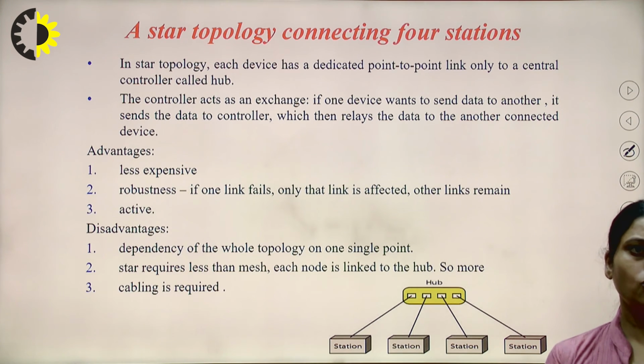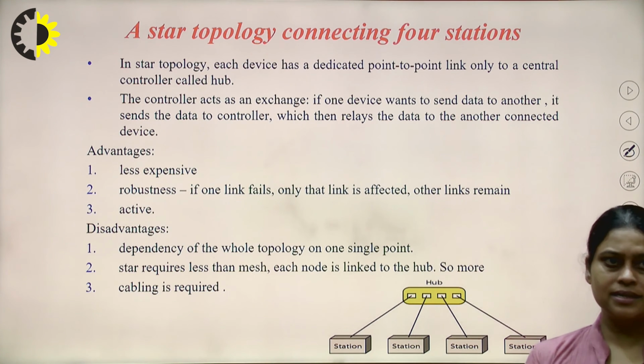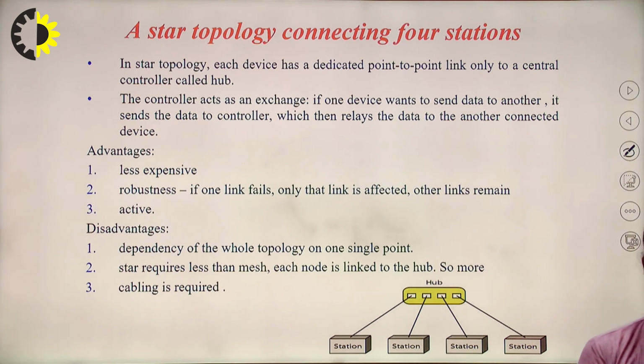So in this star topology, each device has a dedicated point-to-point link only to a central controller, which is called a hub. So we can say that the controller acts as an exchange of information from one device to another device. If we are taking the advantages, it is less expensive as compared to the mesh topology. Robustness: suppose if one link fails, in that case our data will be safe, because all the data is stored on the central controller.